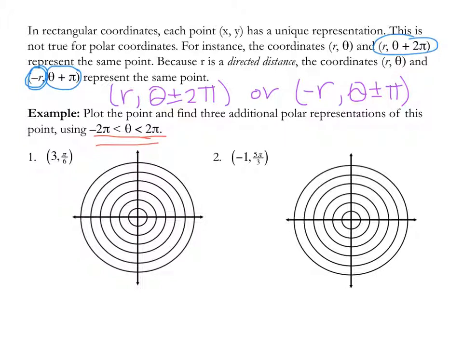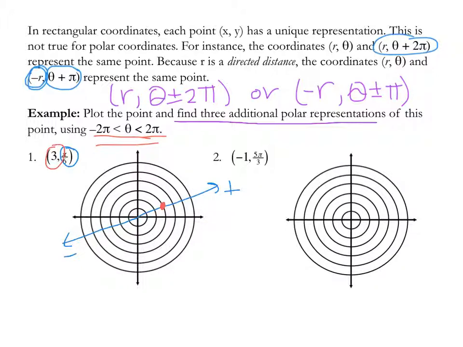So the first thing I'm going to do in this first example is graph it. So we know the pole is going to be tilted at the angle pi over 6, so that's in the first quadrant, that's where it's positive, and then the negative part will go this other direction. And then we're going to go out 3 circles in the positive direction, and that's where our point's going to be. So what the problem's asking us for after we graph it is to come up with 3 additional representations of it.